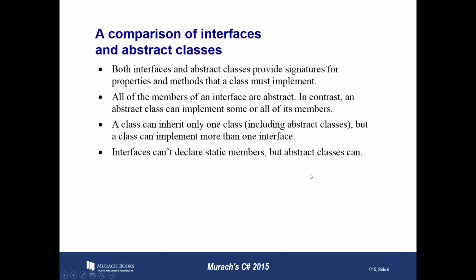Okay, so let's compare and contrast interfaces and abstract classes. Both of them provide signatures for properties and methods that a class must implement. So in other words, if you add an abstract method to an abstract class, or if you add a method to an interface, and you've got a class later that either implements that interface or inherits from that class, it must provide that method or those methods that were in the interface or were in the inherited class.